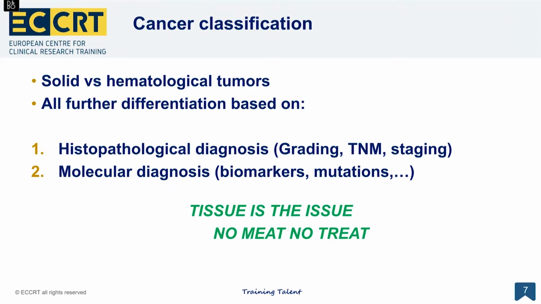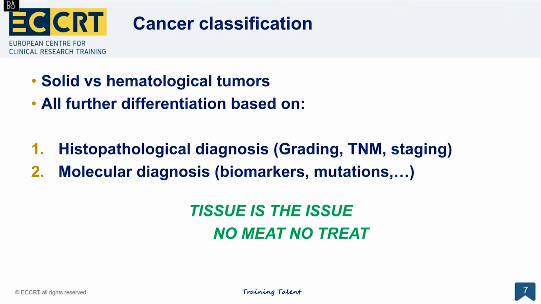Now you can see at the bottom of the slide: tissue is the issue, and no tissue, no treat. This is really important. If you have a pencil, please write this down and put it above your bed, because no tissue is no treat. We absolutely need to identify the subtypes. We need to identify what the mutations are before we can start the treatments.